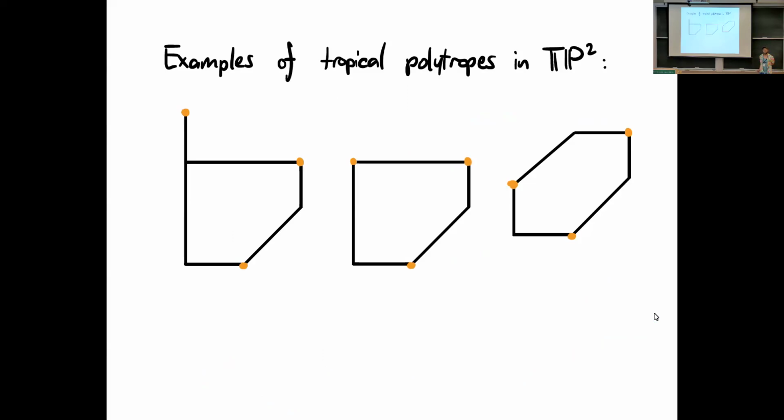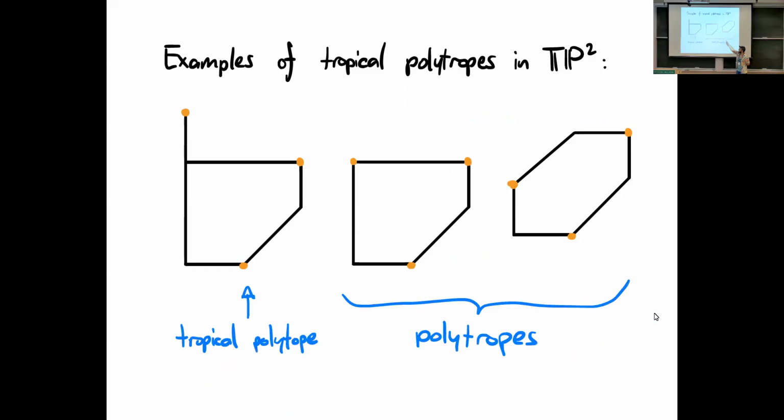Right, so I'm talking about polytropes, but they are a special class of tropical polytopes. So what is a tropical polytope? Here are 3 examples of those in the tropical projective plane. And the last 2 are polytropes, and the first one isn't, because those 2 are also classically convex. Because you can see here there's this antenna sticking out at the upper left corner. Okay, now we can go back.